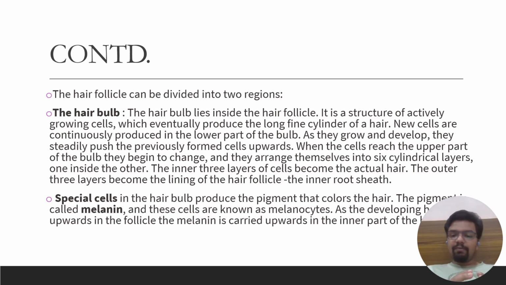and they arrange themselves in six cylindrical layers, one inside another. The inner three layers of the cells become the actual hair, and the outer three layers become the lining of the hair follicle, which we can call the inner root sheath. And there are some special cells that are only found in the hair follicle itself, and these cells are melanocytes, which produce melanin, which basically gives hair its color. In the next slide we will talk about melanin and melanocytes.